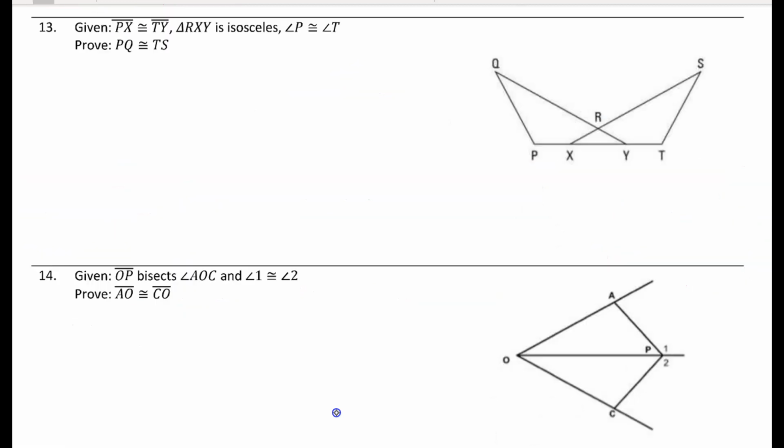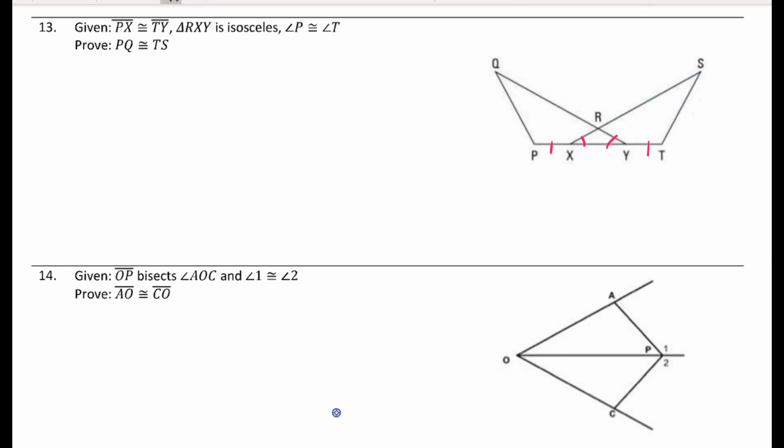For number 13, it's always a little bit tougher when the triangles are overlapping. It says that PX is congruent to TY and that RXY is isosceles. So that means it's got 2 congruent sides and it's got 2 congruent angles. I'm actually going to use the angles to help me out here, because if I'm looking at triangle QYP, angle Y is actually a part of that triangle, and angle X is a part of that triangle.